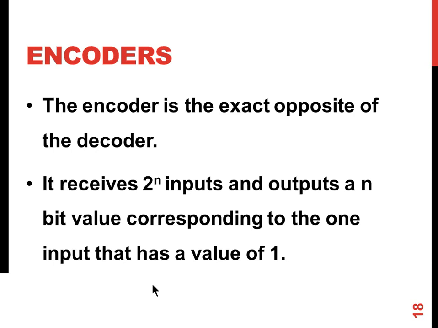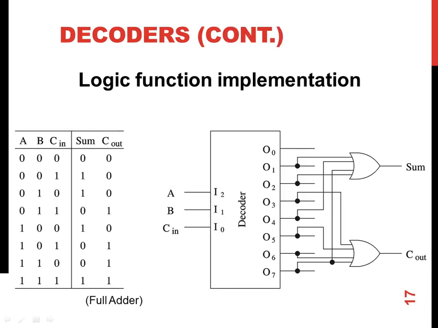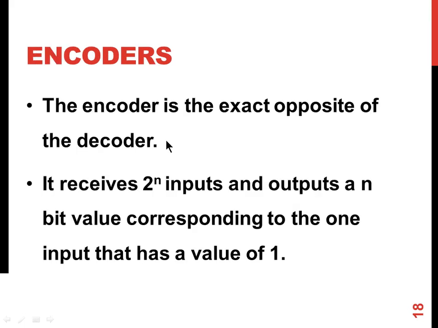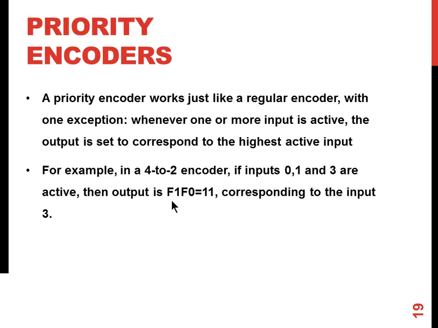Let's say it's an 8 to 3 encoder, and let's assume input one is high. Then the output will be 0, 0, 1. It's a 3-bit output. If input 4 is high, it will be 1, 0, 0 as the encoded output. If input 7 is high, the encoded output will be 1, 1, 1. So it's a binary encoded output based on the input which goes high. That's a normal encoder.